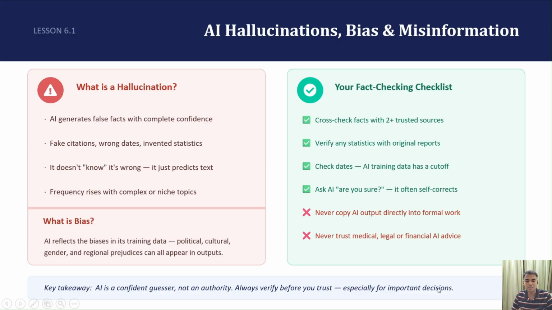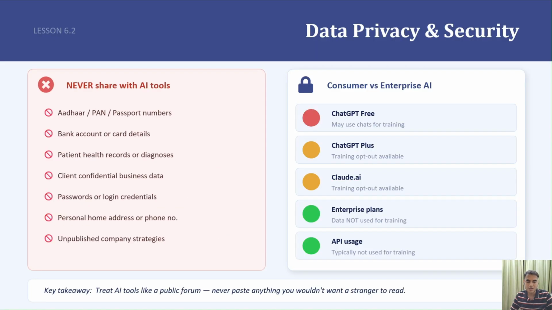Always verify before you trust, especially for important decisions. So from this lesson, we learned what hallucination is, what bias is, and what misinformation and its prevention are. How do we prevent ourselves from hallucination, like submitting wrong facts in our report which are generated by AI? We can cross-check or cross-verify with experts, other sources, etc.